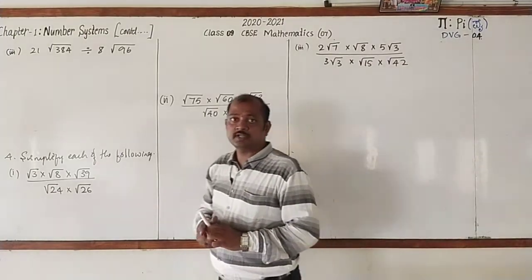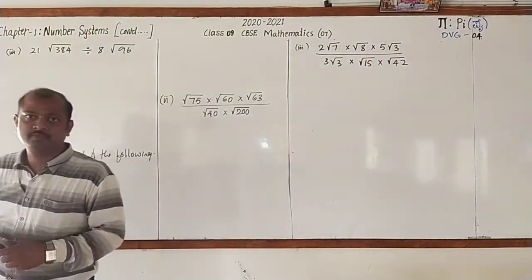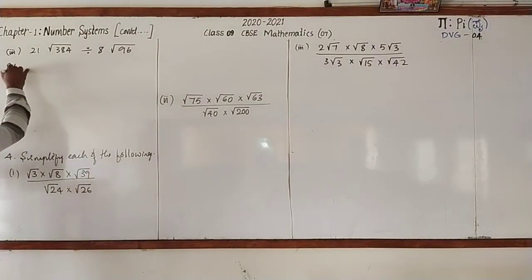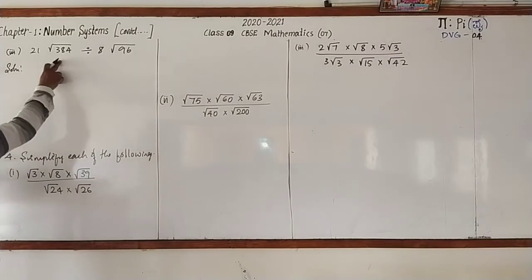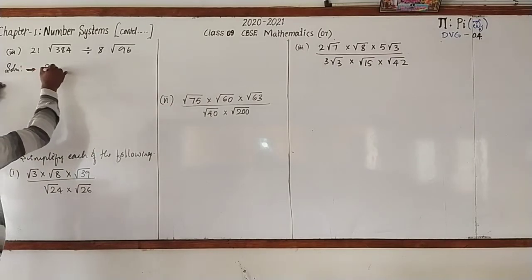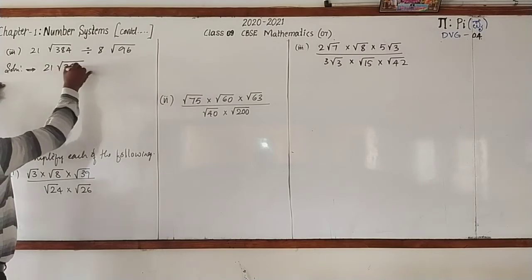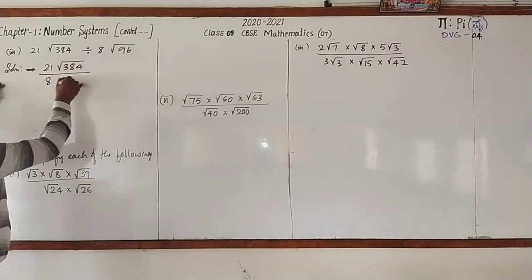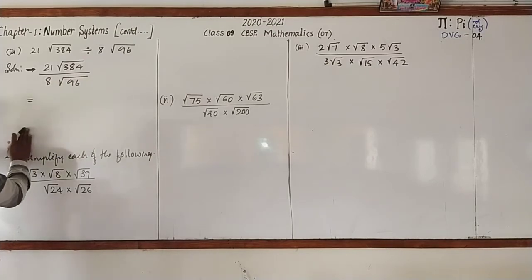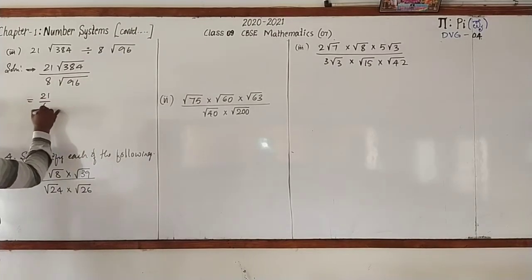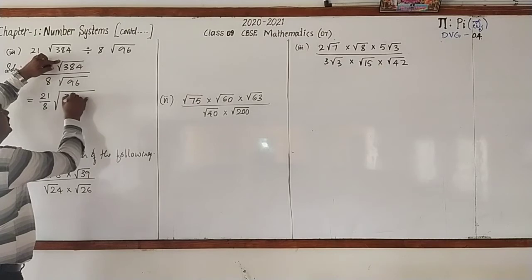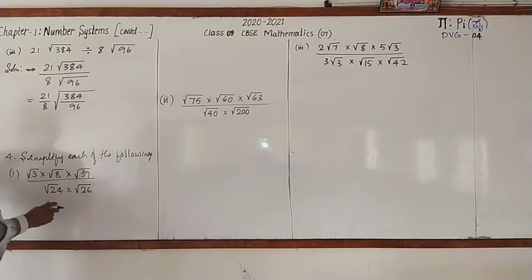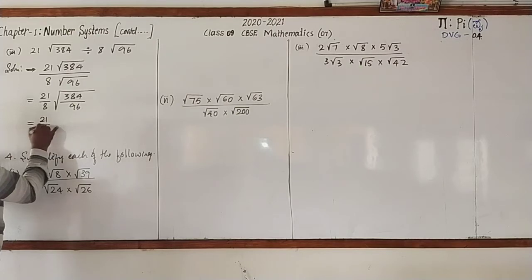Okay. Dear students, with respect to division, we have one problem. Just observe it. Here 21 into square root of 384 should be divided by 8 into square root of 96. I go for writing this as 21 root 384 by 8 into root 96, is equal to, we can write this as 21 by 8 root of, because order is same, square root of 384 by 96.